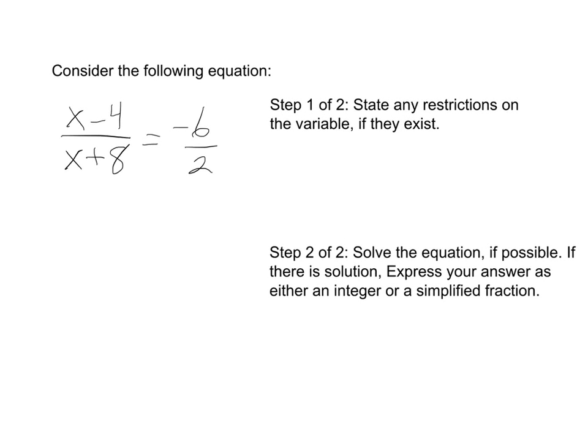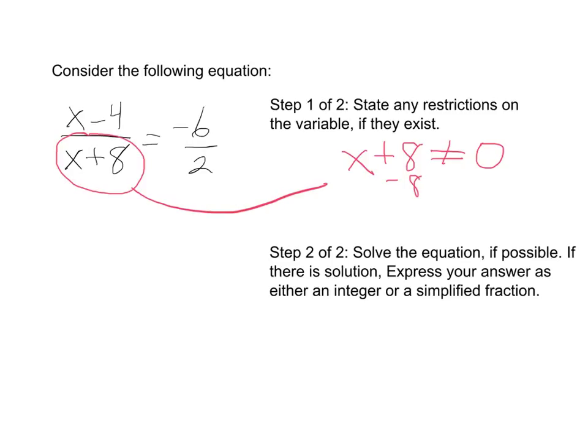Next up, basically the same thing. Consider the following equation stating the restrictions. And again, the reminder that the denominator cannot be 0. So if we've got a variable in that denominator, we've got to make sure that x plus 8 is not equal to 0. So do a little bit of algebra to figure out what x can't be. And x cannot be negative 8. Okay, step 2, solve the equation if possible.